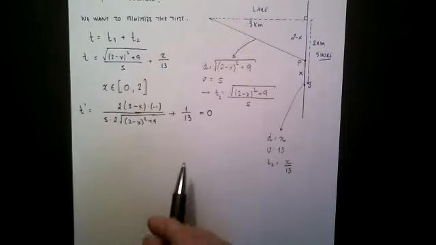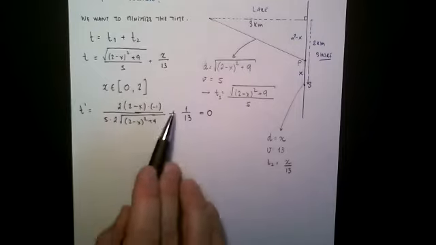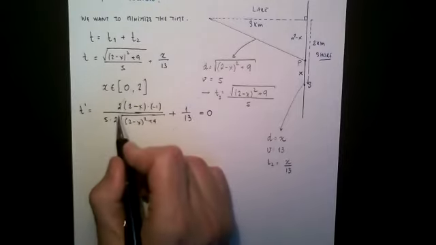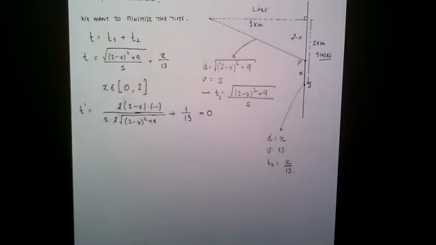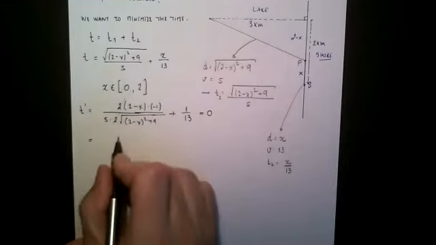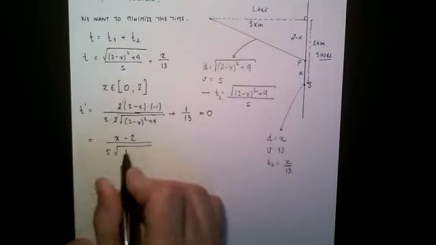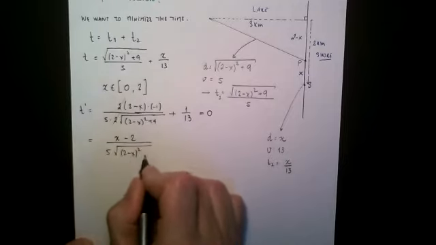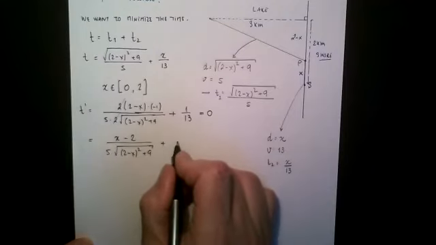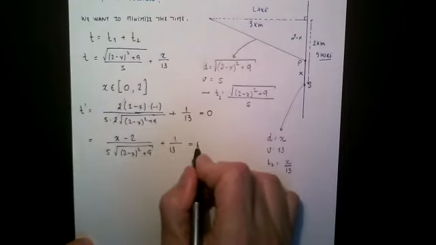I'm going to let you at home slowly do the derivative on your own; you can rewatch the video or look at the notes. You should be able to do this step. So I'm going to clean this up. And so t prime will be equal to (x minus 2) over 5 times the square root of this whole thing, plus 1 over 13, is equal to 0.